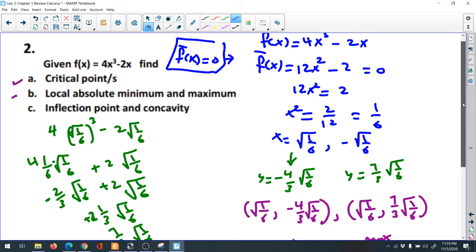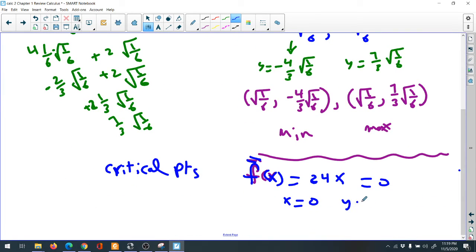If you plug in x equals 0 here, it will be 4 times 0 to the third, which is 0, minus 2 times 0, which is 0. 0 minus 0 is 0. So y is 0. So the inflection point in here will be 0 and 0.